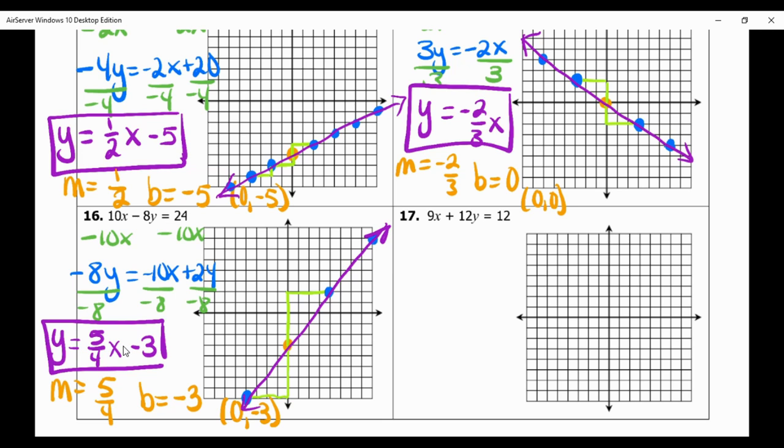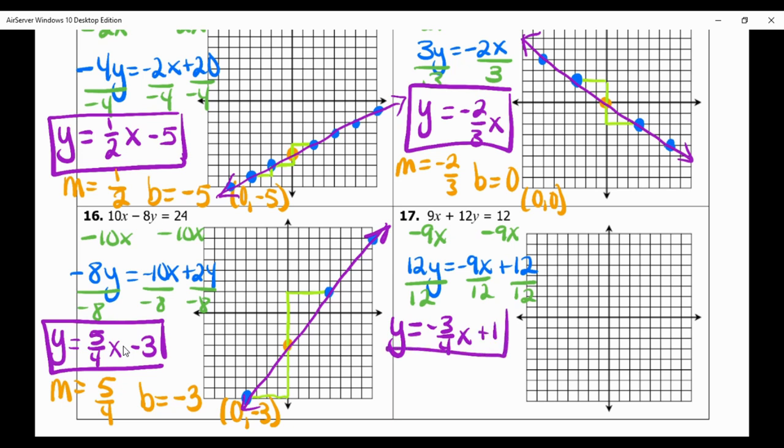And our last example, we have positive 9x. So we're going to subtract it from both sides. Next, we're going to divide each term by the y coefficient. And then simplify so we can graph it. So the equation in slope-intercept form is y equals negative 3/4 x plus 1, which means the slope is negative 3 over 4, and the y-intercept is at positive 1.